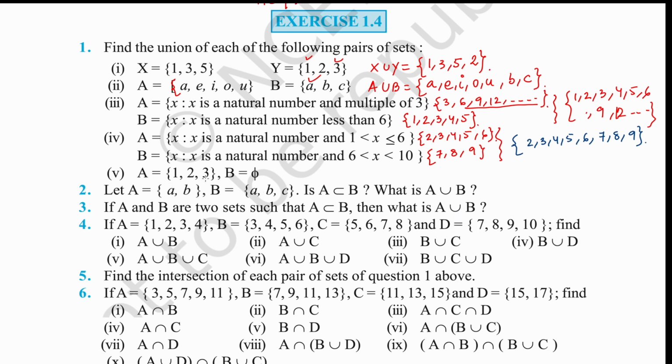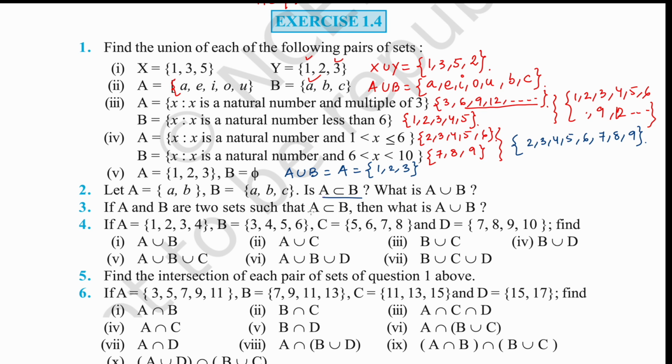You have a set A and set B. We have already seen that the union of the two sets, since phi is a subset of A, is going to give us the larger of the two sets, that is set A in this case. Here your answer will be the set A which contains elements 1, 2, and 3, right?